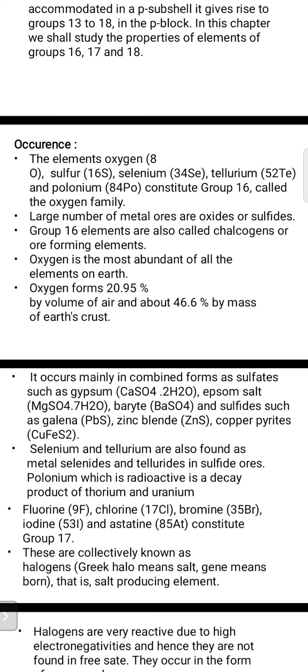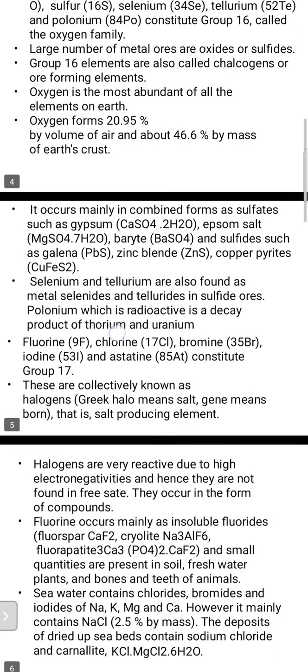The Greek word halo means salt, and gen means born. They are obtained from salt; they are born from salt. Example, chlorine. Chlorine can be obtained from common salt. You know that common salt is sodium chloride, and from that we can get chlorine. Like that, other halogens are obtained from their salts. These elements are called salt producing elements.